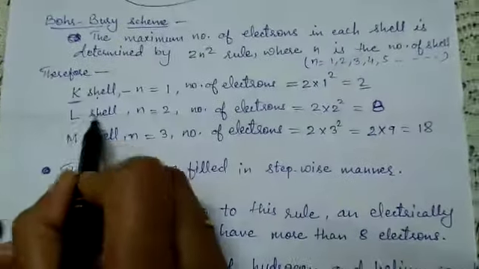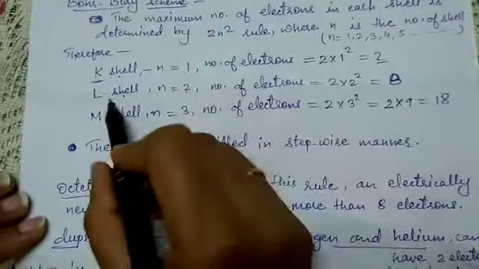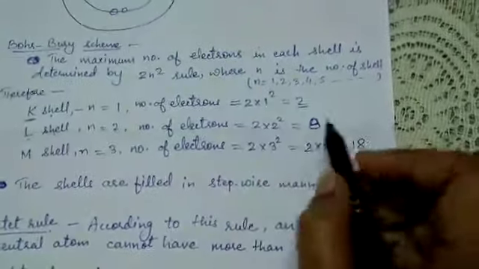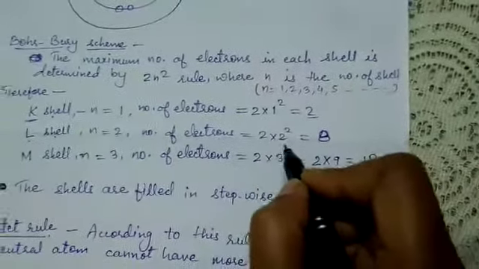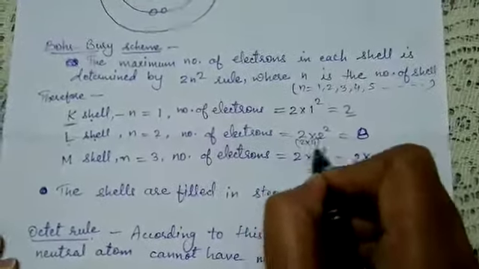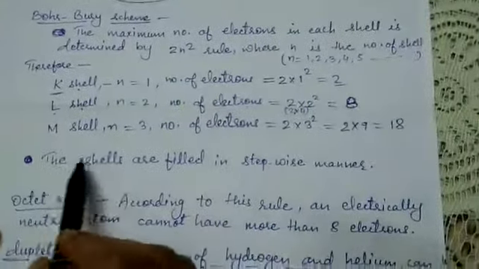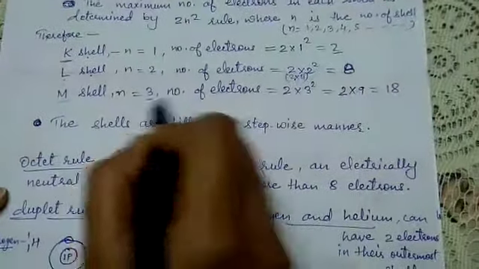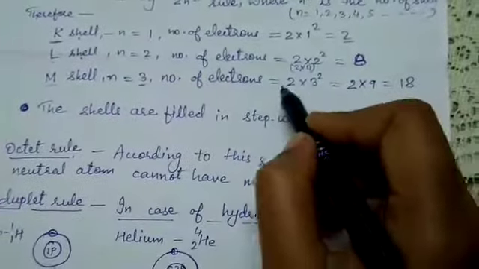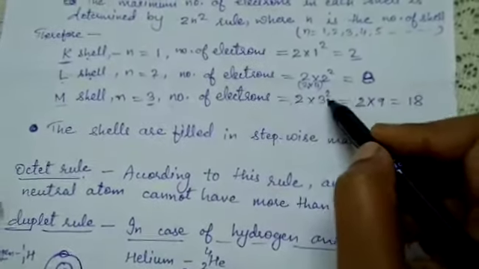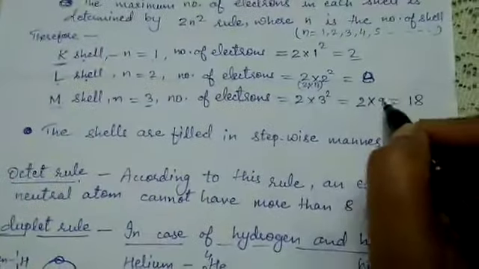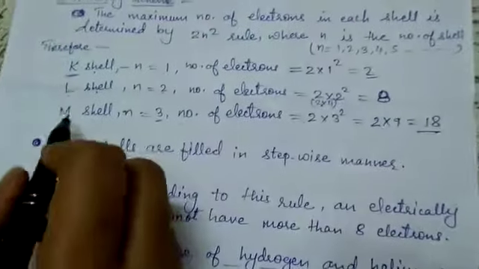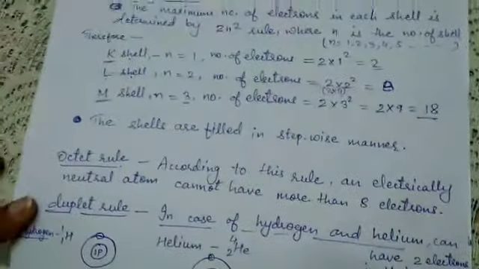Now the next is the L shell. n is equal to 2 for L. So the number of electrons will be 2 into 2 to the power 2, which is 2 multiplied by 4, so it will be 8 electrons. Now for the M shell, n will be 3. So the number of electrons will be 2 multiplied by 3 to the power 2, which is 2 into 9 equal to 18. So 18 electrons can be accommodated in the third shell, the M shell.